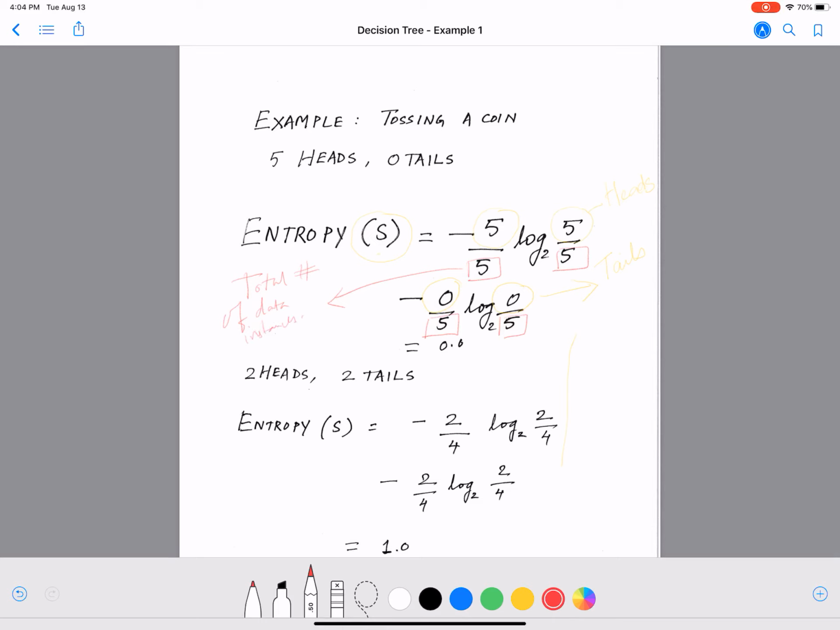Okay, so let's take another example. Suppose we have 2 heads and 2 tails. Then the total number of instances is equal to 4. So that is given by these, right? And heads and tails.